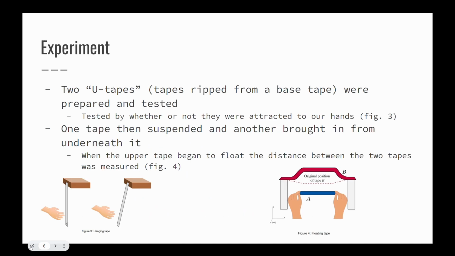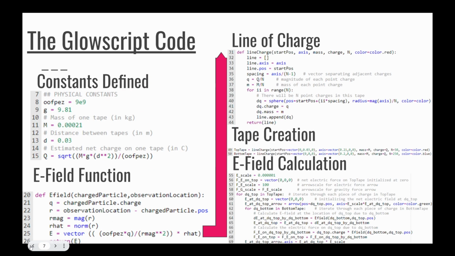In the actual experiment, two U tapes were created, as upper tapes, the charged tapes. One tape was then suspended and another was brought in from underneath it, and the distance between them, when one began to float, was measured. In our case, that was 3 centimeters.